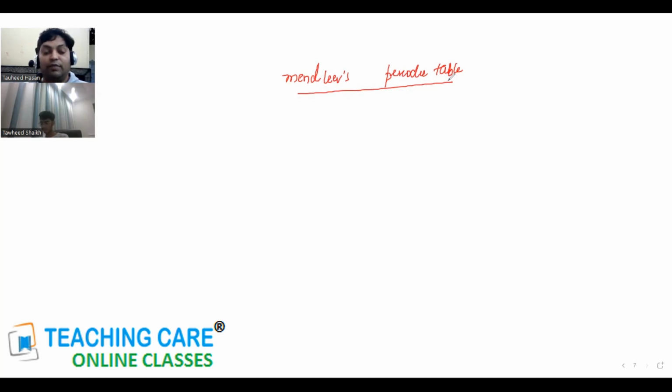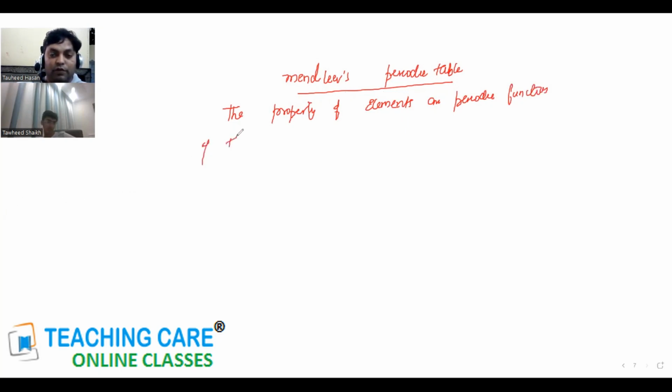And what does Mendeleev's periodic table say? It says that the properties of elements are a periodic function of their atomic masses. So he says that there is a repetition in the periodic properties when he arranges the elements in the increasing order of the atomic masses.